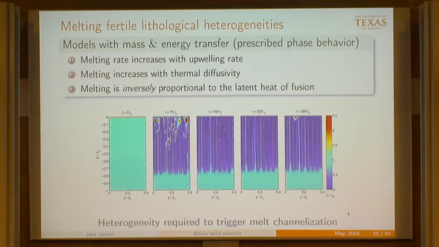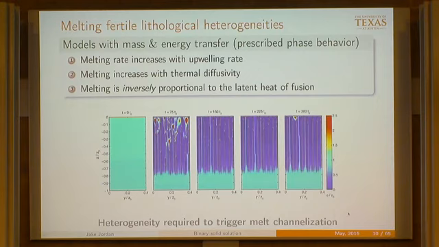Some of the general rules of thumb I've listed right here: the melting rate increases with upwelling rate. So if you're pushing your mantle up, the adiabatic decompression can go faster and you can melt more. The melting rate increases with thermal diffusivity. This makes sense. You can diffuse heat into your fertile heterogeneities, and they'll melt more efficiently. And melting is inversely proportional to the latent heat of fusion, which makes sense, right? That's the toll you have to pay to switch phases. So I think that's what you were alluding to.